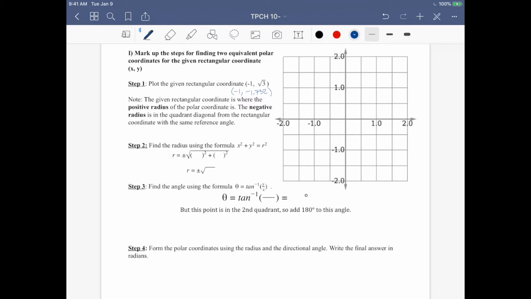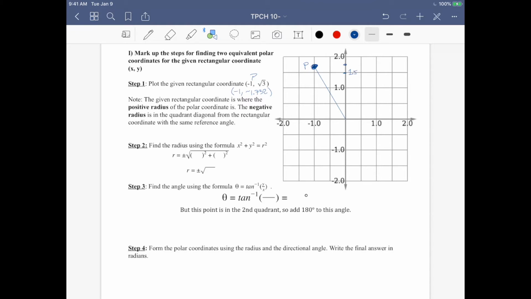Since my x and y scales are 0.5, this makes it really easy for me. So I'm going to be around here for the square root of 3. So this is going to be my point. I'm going to call it P. And then I'm just going to draw a line from it to the origin to help me visualize.